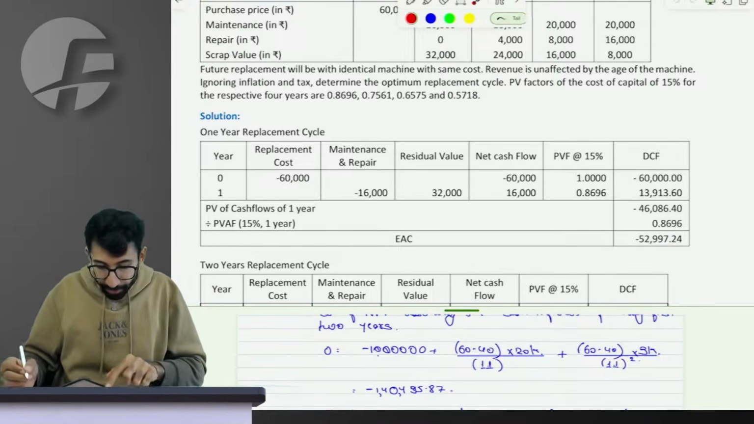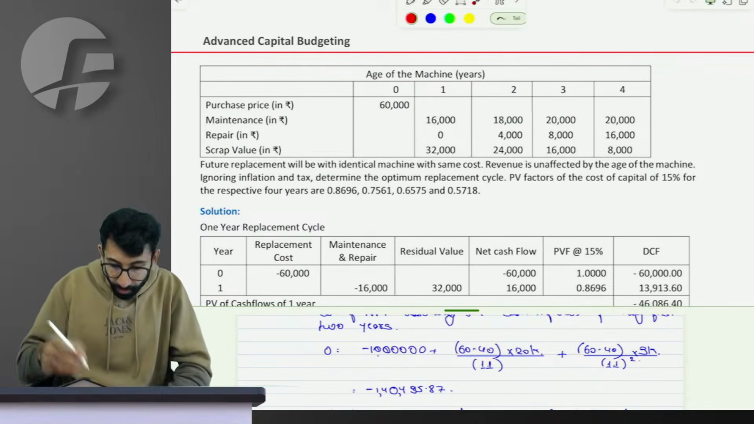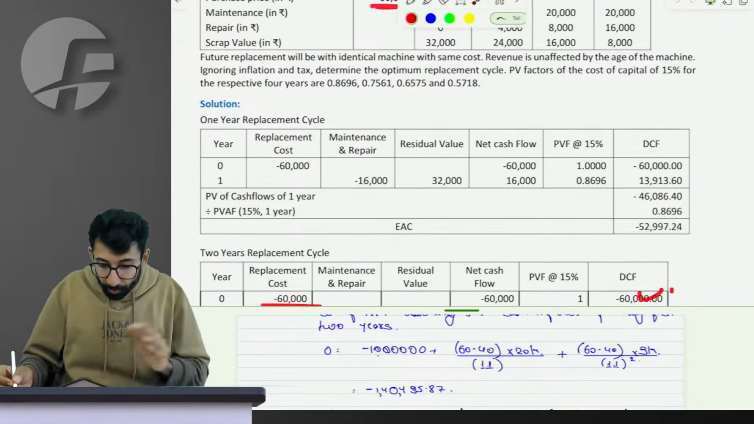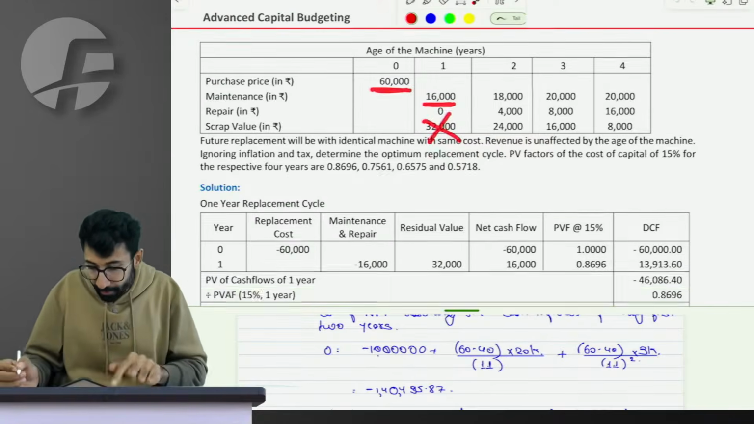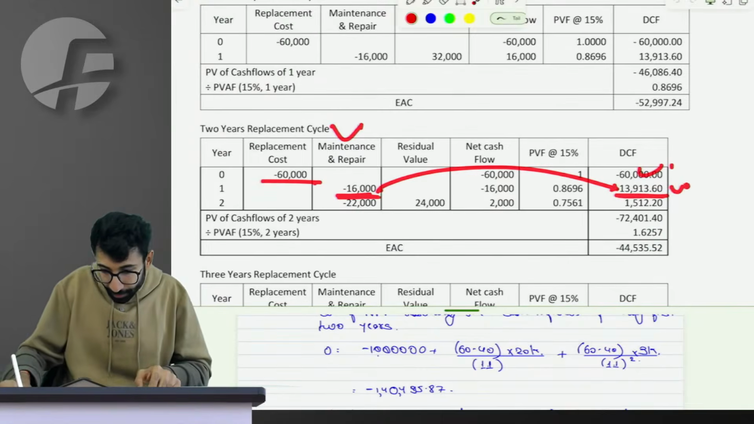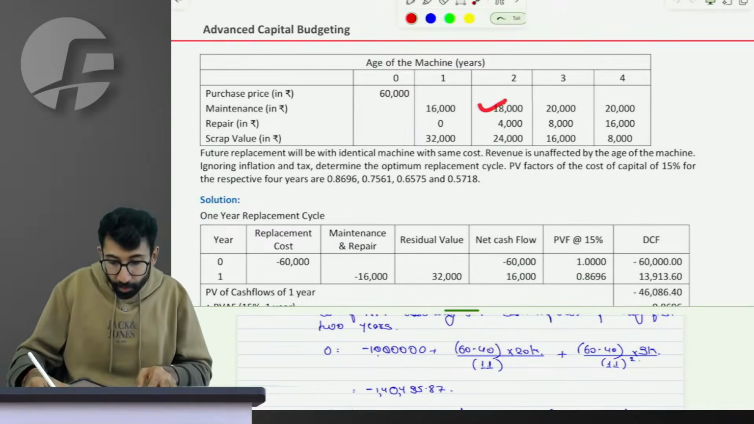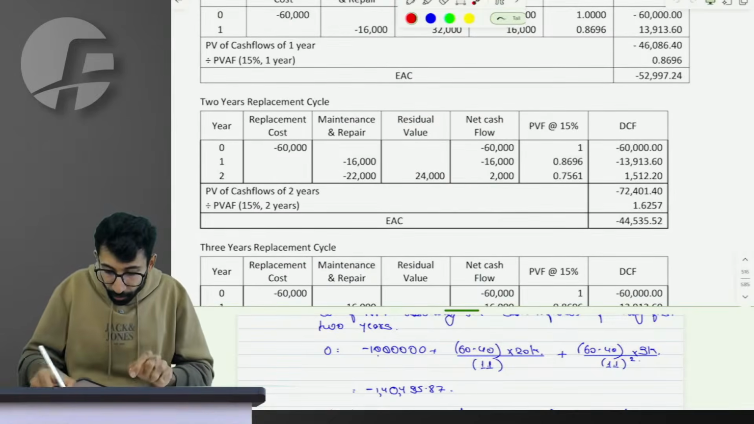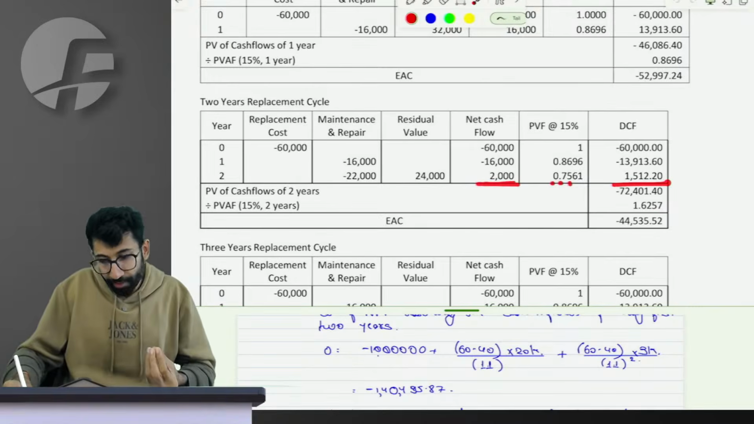Now second, in the case of a 2-year replacement cycle, the initial cost you incur is 60,000, present value 60,000. For the first year you incur maintenance of 16,000. There is no salvage value, you didn't sell it. So the 16,000 of maintenance cost that you spent has a present value of 13,913. In the second year, you will spend 18,000 and 4,000, that is 22,000, but you will receive 24,000. So the net inflow of the second year is 2,000, the present value of which is 1,512.